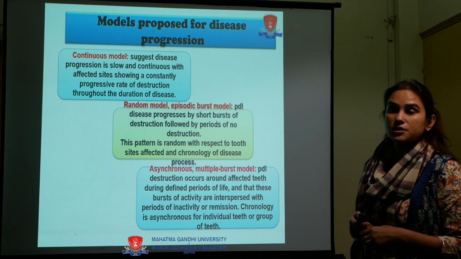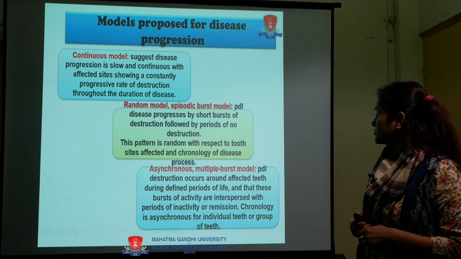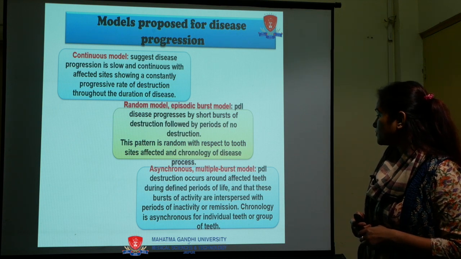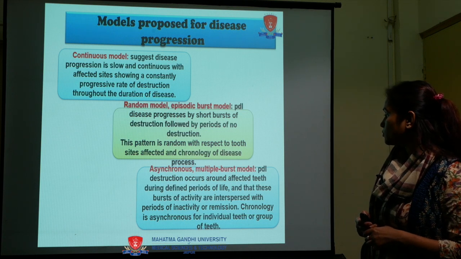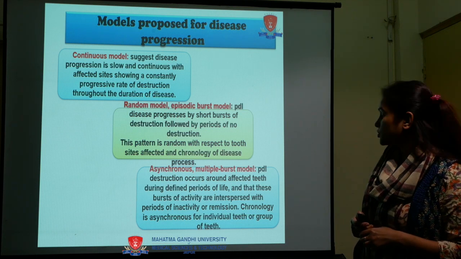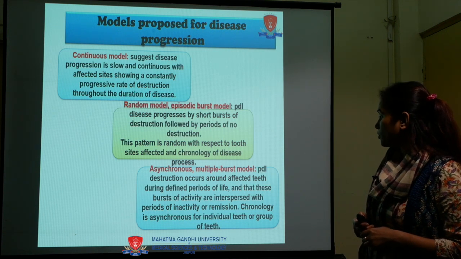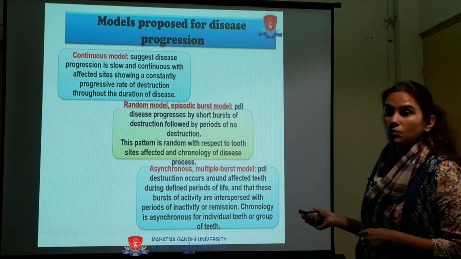Coming to the multiple burst model, periodontal destruction occurs around affected teeth during defined periods of life, and these bursts of activity are interspersed with periods of inactivity or remission. Chronology is asynchronous for individual teeth or groups of teeth. So these are the various models.